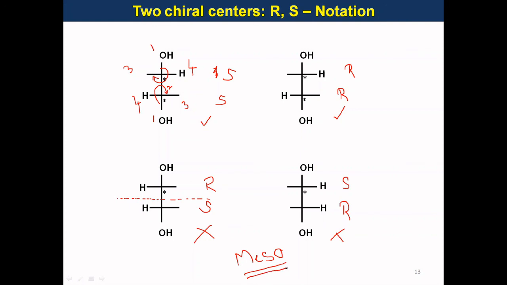This type of question will be asked in JAM and other competitive examinations. That time we have to answer it very carefully. By knowing the number of chiral centers, you can calculate the number of isomers possible. That I will discuss in some other video.